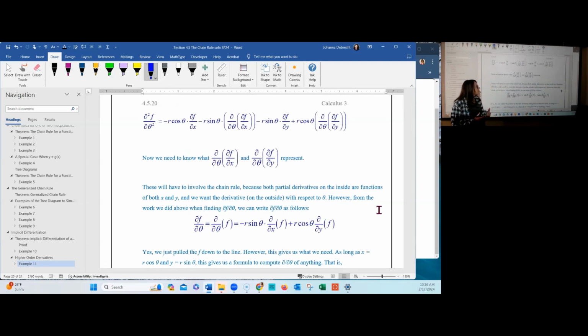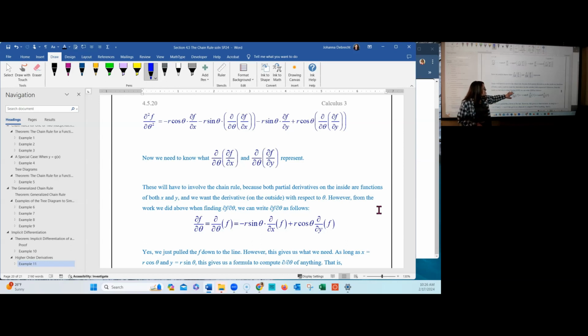This is going to have to involve the chain rule because both partial derivatives on the inside, the partial of f with respect to x and the partial of f with respect to y, are both functions of both x and y. So we're going to need partials. The derivative on the outside is with respect to theta.